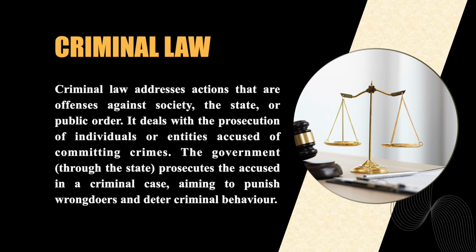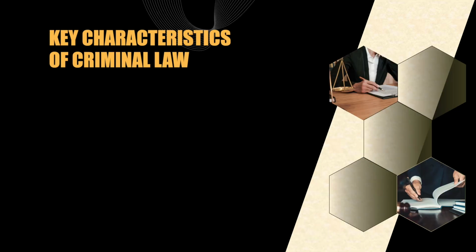Criminal law addresses actions that are offenses against society, the state, or the public order. It deals with the prosecution of individuals or entities accused of committing crimes. The government, through the state, prosecutes the accused in criminal cases, aiming to punish the wrongdoer and deter criminal behavior. Now, let's discuss the key characteristics of criminal law.